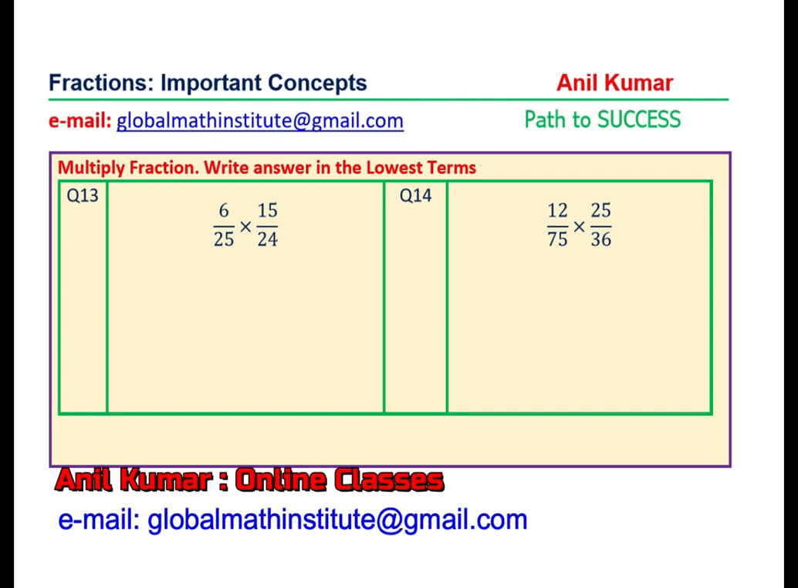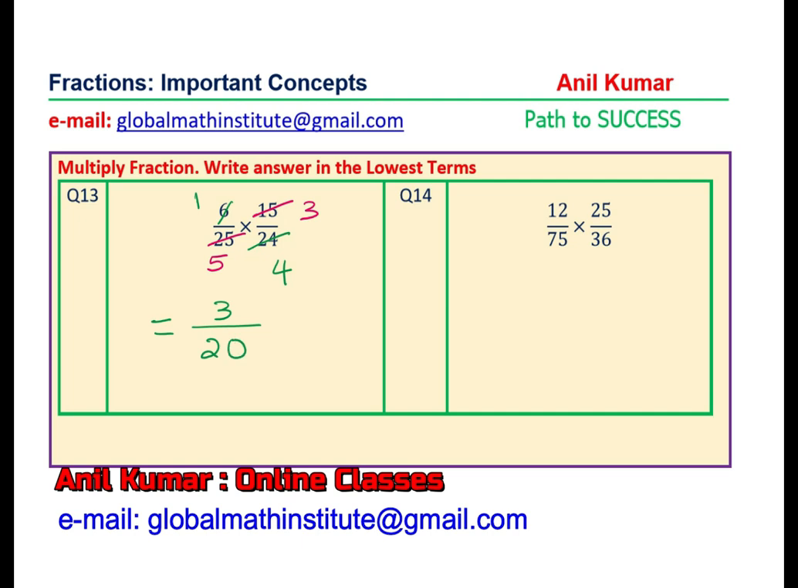Question number 13. 6 over 25 times 15 over 24. 15 ends with 5, so it can be divided by 5, 5 times 3, and 5 times 5. Now 6 can be divided into 24. 6 times 4 is 24. So we get our answer, which is 3 over 20. Perfect. 3 times 1, 5 times 4.